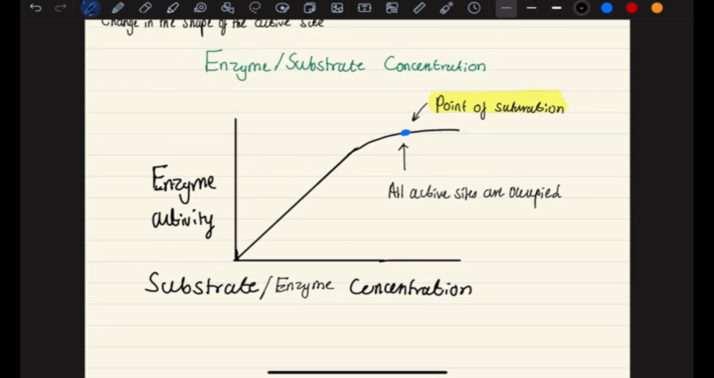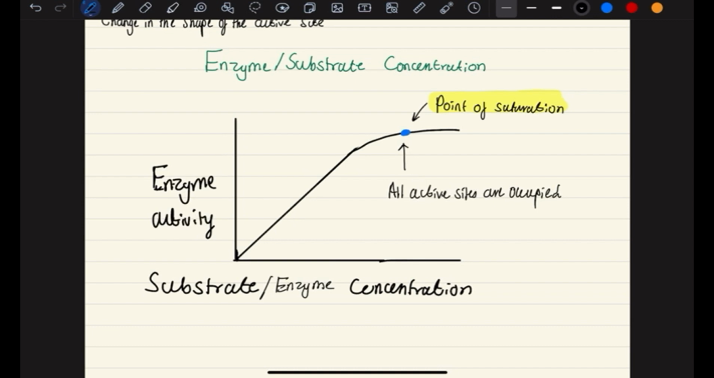Now we need to talk about enzyme and substrate concentration. This is a graph that I think is just good to know. What you really have happening here is that active sites are going to be occupied. If you keep increasing the enzyme concentration, you get to a point where there's not enough substrate to fit all the active sites. So that's why we can't have an increase in reaction when we increase enzyme concentration.